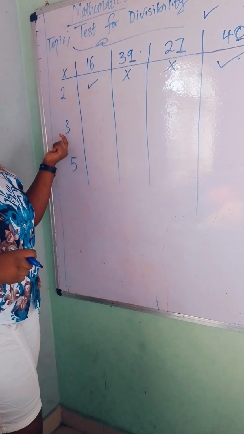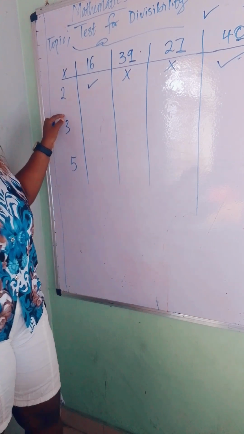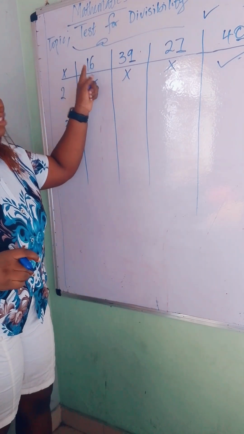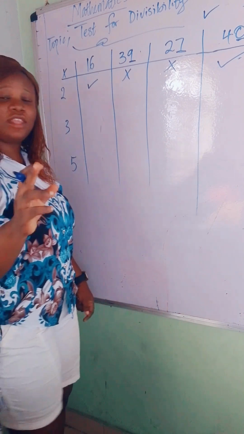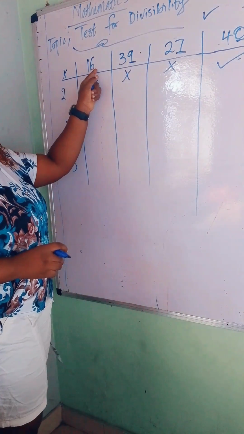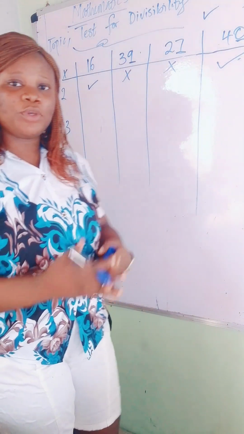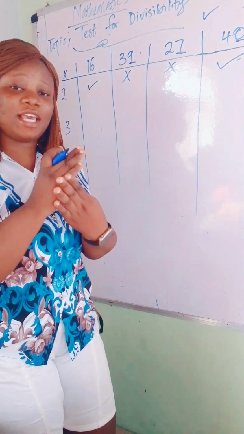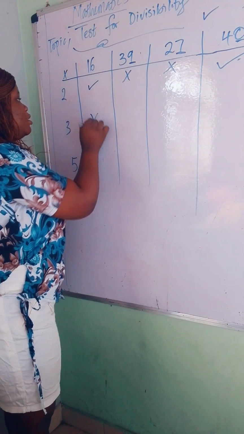Let's go to number 3. Can 16 be divisible by 3? What's the condition? We need to add the two digits together to see if our result will be in our 3 multiplication table. So 1 plus 6 is 7. And in our 3 multiplication table, we don't have any result that gives 7. So 16 cannot be divisible by 3.